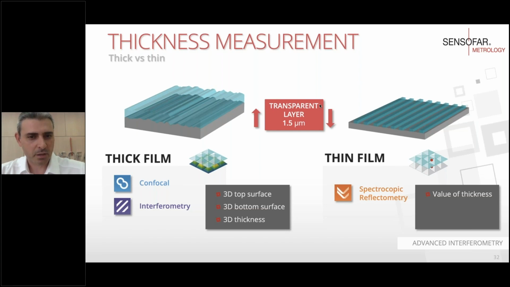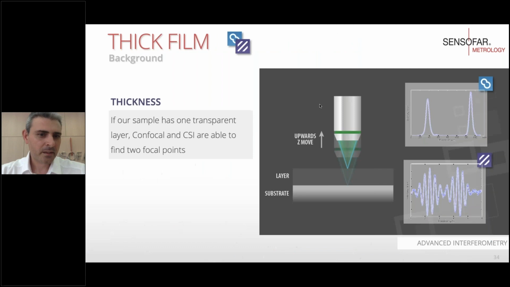This is very important because depending on the thickness of these transparent materials, we will be using one technology or another. For thick films, we can apply confocal and interferometry, and I will now explain the difference between these two technologies on measuring thick films. For thin films, we use spectroscopic reflectometry, which I will also explain later. So let's start with thick films.